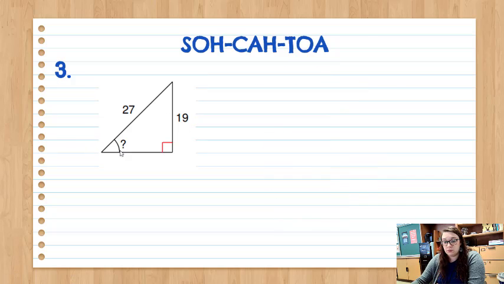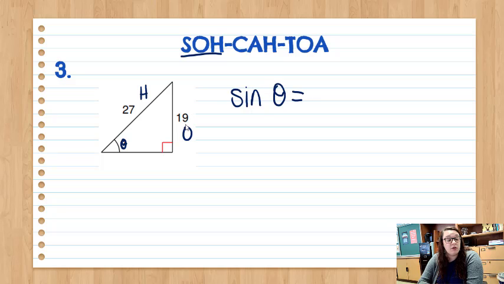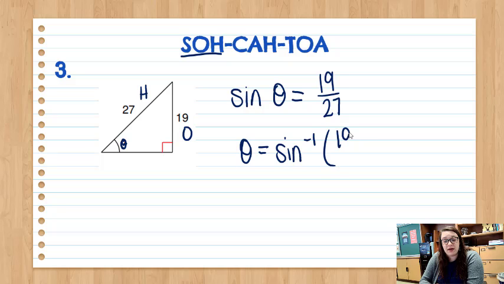Here's another one. I've got a question mark spot in this angle. I'm going to put a theta in its spot. I don't really care for the question mark, but it comes up sometimes. So I've got across from it is opposite, and across from the right angle is hypotenuse. O and H lead me to sine. So I've got sine of my angle theta equals opposite over hypotenuse, that's 19 over 27. I'm just going to leave that as that fraction.